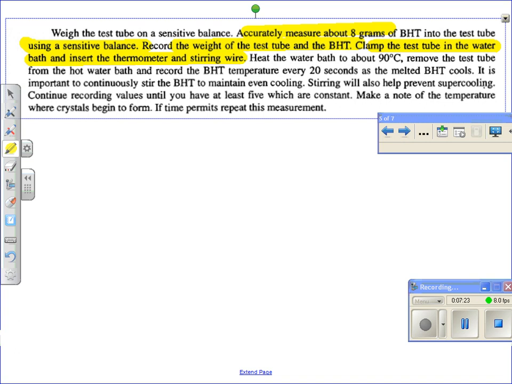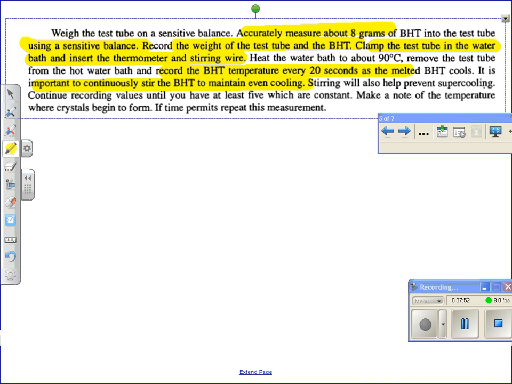So you're going to heat the water bath to about 90. It should take about 3 or 4 minutes. It'll liquefy. And then you record the temperature of the BHT every 20 seconds, but the computer's going to do it for you every half second. And you have to continuously stir with the thermometer, and over time you'll end up with a graph where it flattens out. You record the values until you can go like a minute with no real change in temperature, a flat area, and then you hit stop.